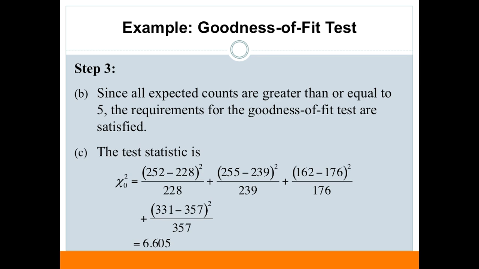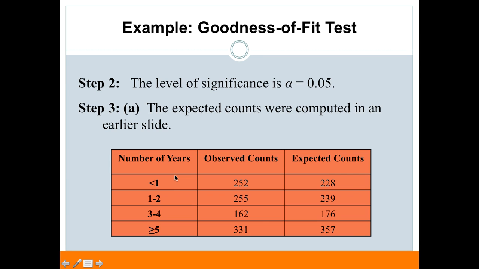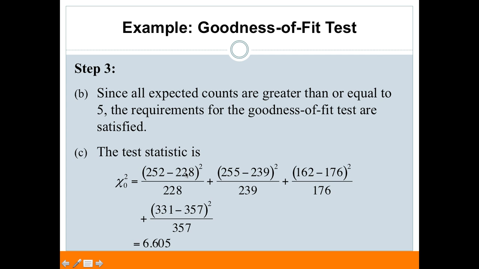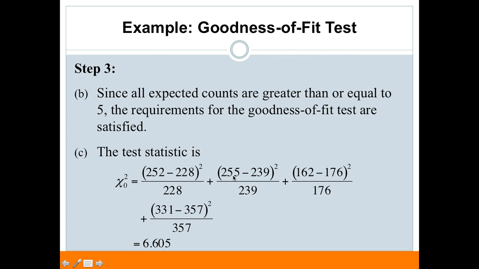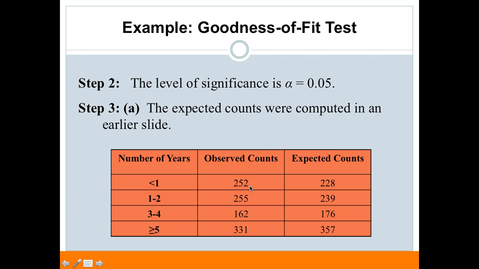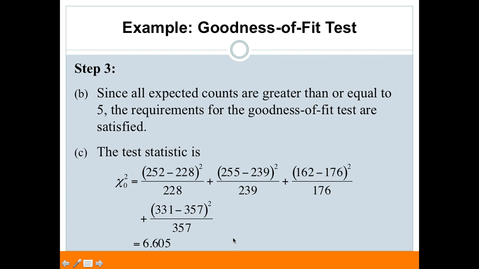Now, the test statistic is going to be computed by taking the difference between, and if we take a look back, we have 252 minus 228. So we're taking our observed value minus our expected value. You would take this difference in your calculator, square that, and then divide that by the expected value. And then you do it for the next category. So you're taking your 255 minus your 239, squaring that, and then dividing by 239. And you do this for every single category. In this case, there are only 4, so it's not very time consuming.